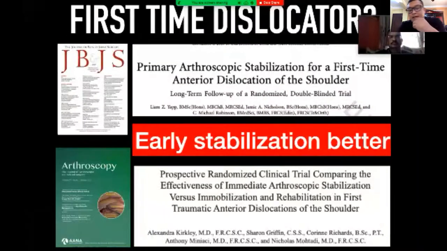So, okay. Next question is to Sudeep, sir. First time dislocator, there is very much controversy about this first time dislocation. What will you do to first time dislocators, sir, in your clinic?